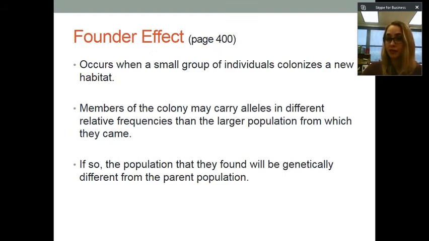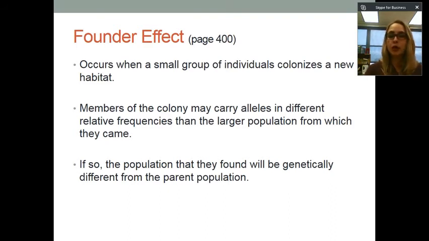The founder effect is another source of evolutionary or genetic change, and it occurs when a small group of individuals colonize a new habitat. Think of an island. If you are shipwrecked on an island with only 20 individuals on the boat, Gilligan's Island, if you remember that really old TV show, which probably none of you have watched.